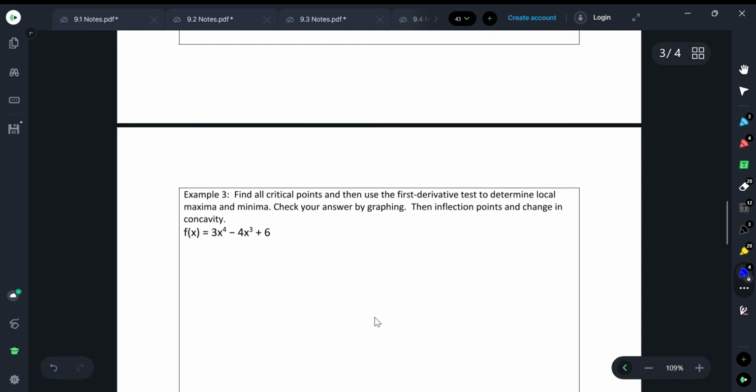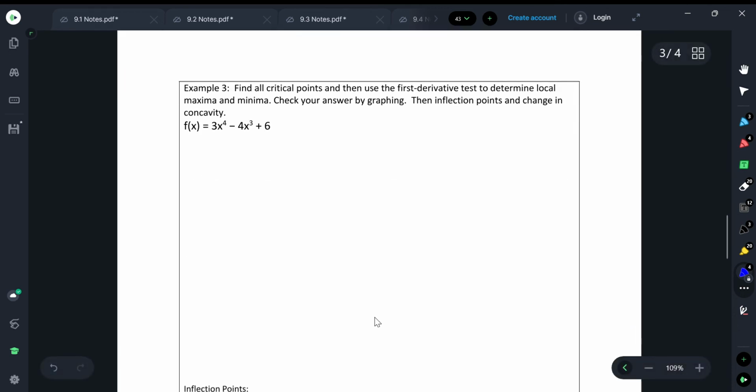All right. Go ahead and I want you to try this one. Find all the critical points and tell me if each is a max or a min, and then find the inflection points and the change in concavity. Stop the video and do that.